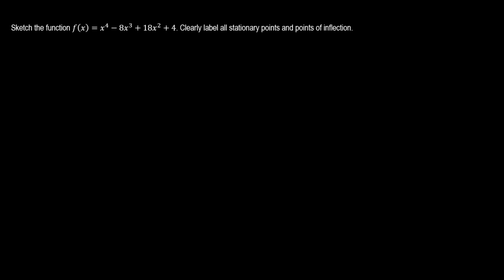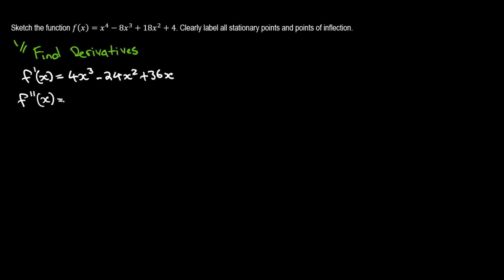This question is pretty much saying sketch a function, clearly label all stationary points and all points of inflection. So it's a curve sketching question. I'm just going to follow my 5-step guide. So first one is find some derivatives. Great, second step, I'm going to find the stationary points. For that, I need to use the first derivative.